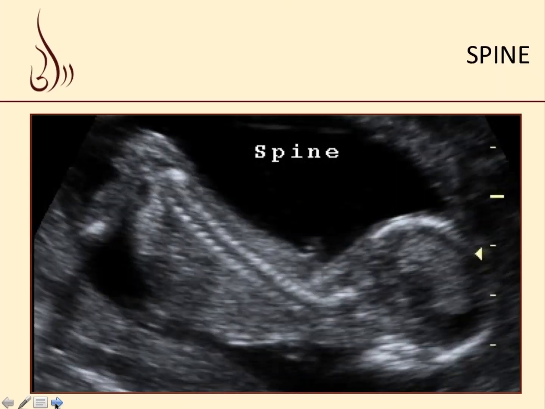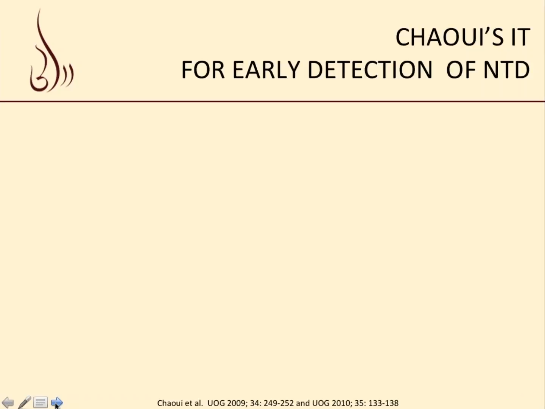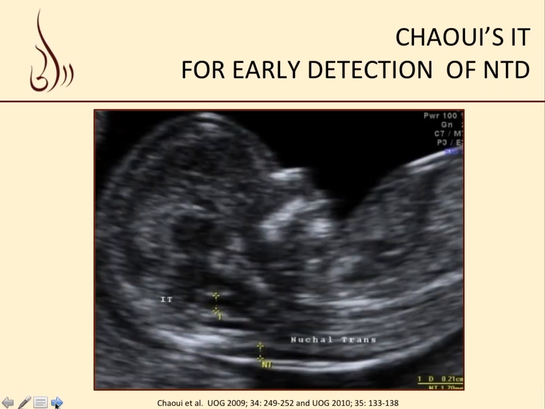It is not always feasible to get good views of the fetal spine, and this is why we have the intracranial translucency, which was introduced by Chaoui in 2009 as a marker for open neural tube defects. And what is the intracranial translucency? It is the fourth ventricle that we talked about earlier, where you have the choroid plexus within it. This is an area that should be clearly visible when you obtain your midsagittal view, and it is measurable. There is a nomogram already established for this.